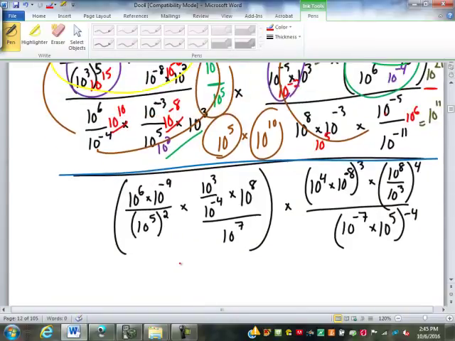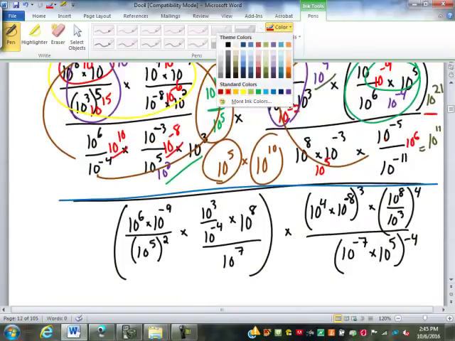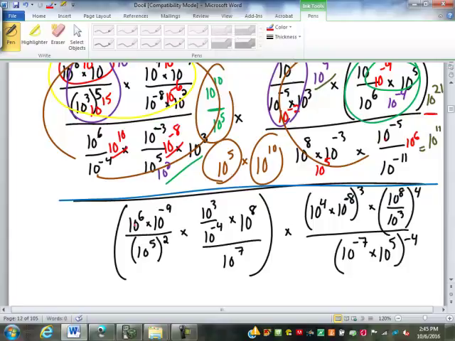Come back down to that. Let's work on bottom here. Over here, 10 to the 6th times 10 to the negative 9th. 6 plus negative 9, negative 3. 10 to the 5th squared, 10 to the 10th.